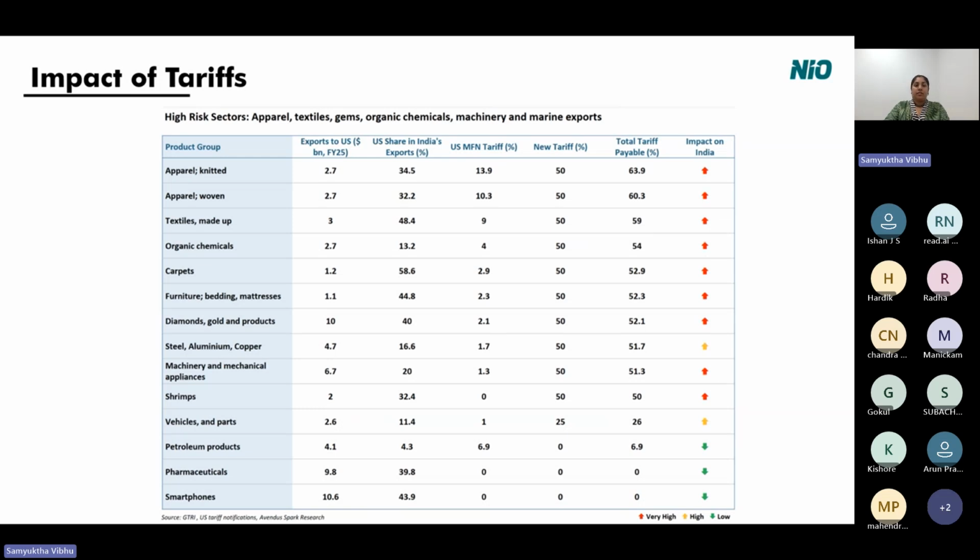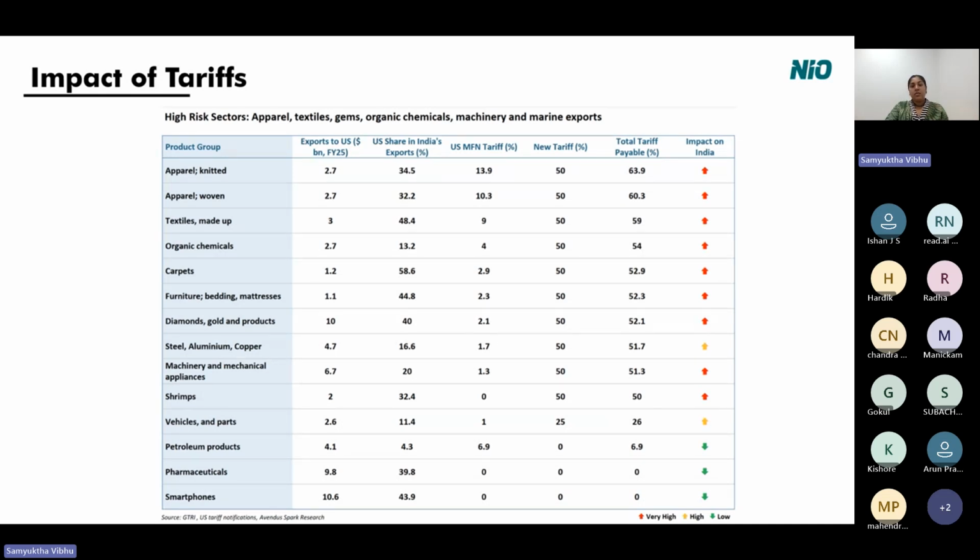And if we look at high risk sectors, I think for us, gems, textiles, organic chemicals, machinery, these are the sectors that are going to be broadly affected by the US. Because now, if you see, the US has a high share. So if we look at, let's say, apparel and textiles, more than 30 to 50% goes towards the US, which means we are heavily dependent on the US for trade in this segment.